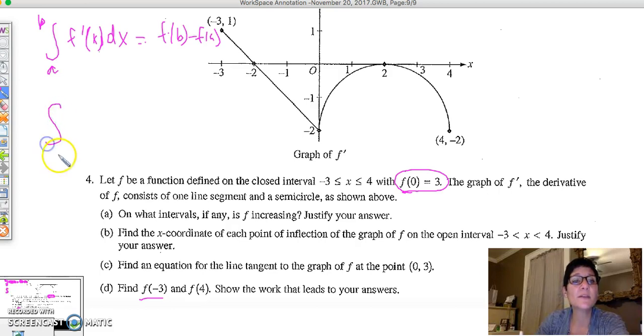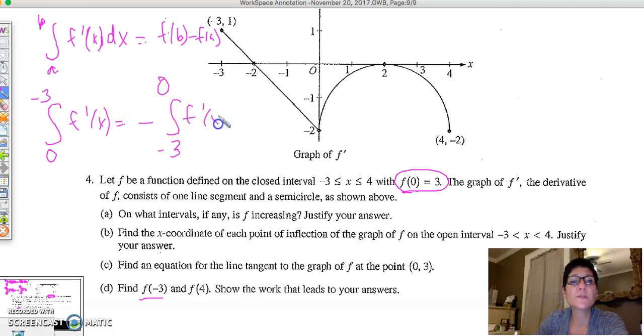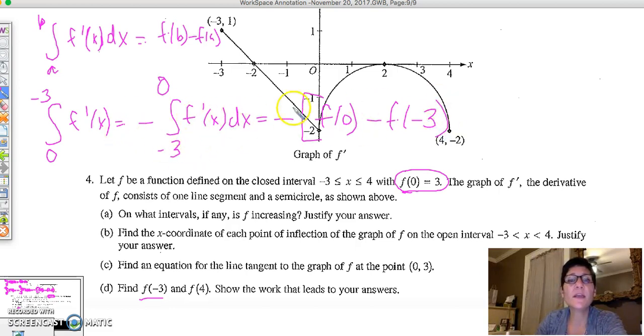But if you look at this, the integral from 0 to -3 of f prime of x is equal to the negative of the integral from -3 to 0, because again, we don't like to reverse, we like to have our lower limit as our lower limit. So this is going to be equal to negative, parentheses, so I'm just going to put my negative sign. So that's going to be f of 0 minus f of -3, right?